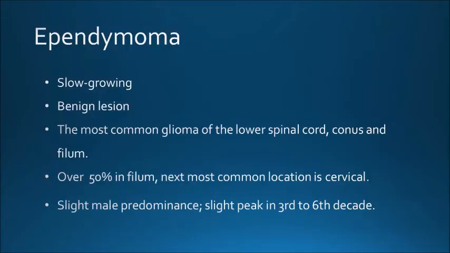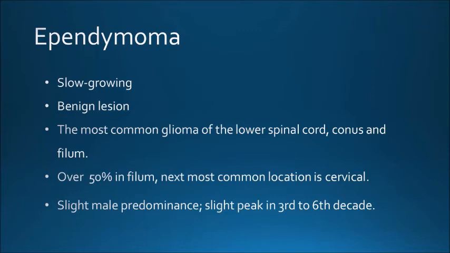Now coming to the intramedullary spinal cord tumors, ependymoma is one of the commonest intramedullary spinal cord tumors. They are actually slow growing and benign lesions, and the most common gliomas of the lower spinal cord, conus medullaris, and the filum are the ependymomas. And over about 50% of this filum terminale tumors are actually the ependymomas, and they actually occur in the cervical cord.